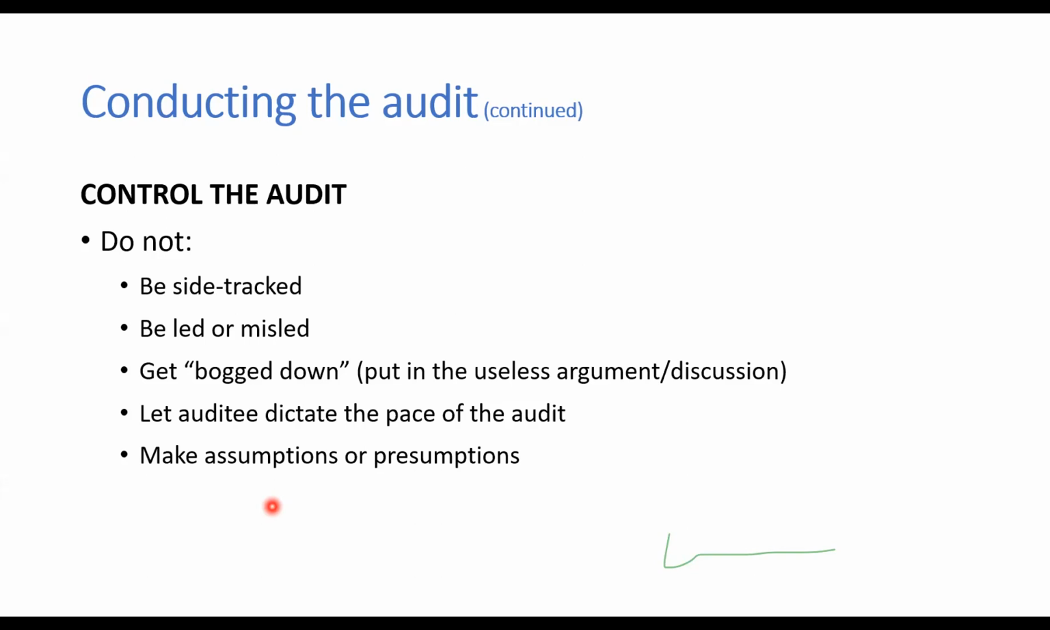So the auditee is not the head of the audit. You as an auditor, you are the chairman of the audit, so you have to run the show. How effectively you run the show will be noted during the audit. Because if you are not able to run the show, then definitely the auditee will do these kinds of activities with you, by sidetracking you, by misleading you, by deciding the pace of the audit.